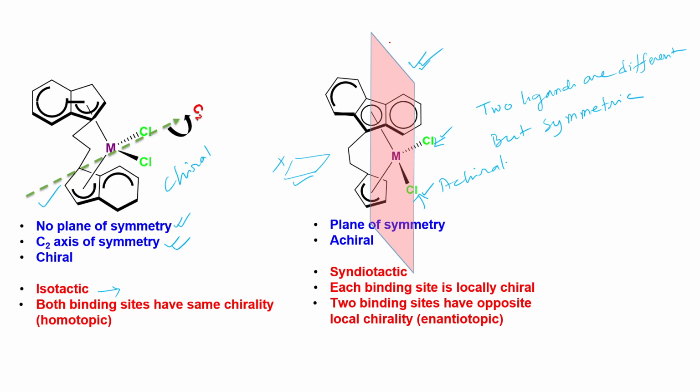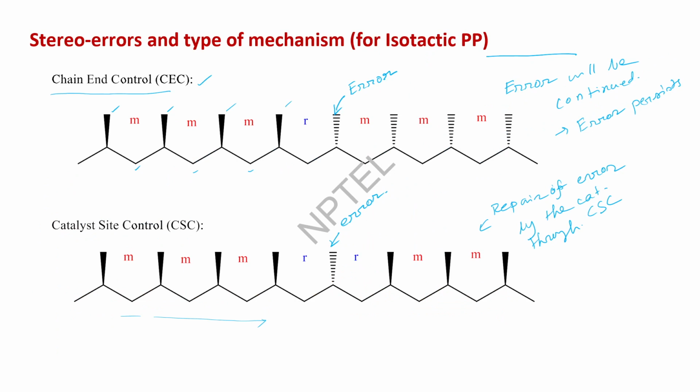So here you can see that this is not a sigma plane. This is a chiral plane because these two are different and they are not superimposable. So here you have a plane of symmetry, and for this you have a plane axis of symmetry. So it is also an achiral molecule, and you can end up with syndiotactic polymerization of your unit. Each binding site is locally chiral, and the two binding sites have opposite chirality. So in that way you get syndiotactic polymerization.